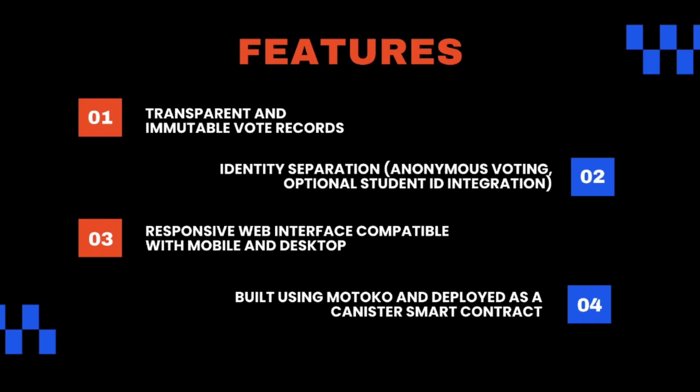Features include: 1. Transparent and immutable vote records. 2. Identity separation, anonymous voting, optional student ID integration. 3. Responsive web interface compatible with mobile and desktop. Built using Motoko and deployed as a canister smart contract.